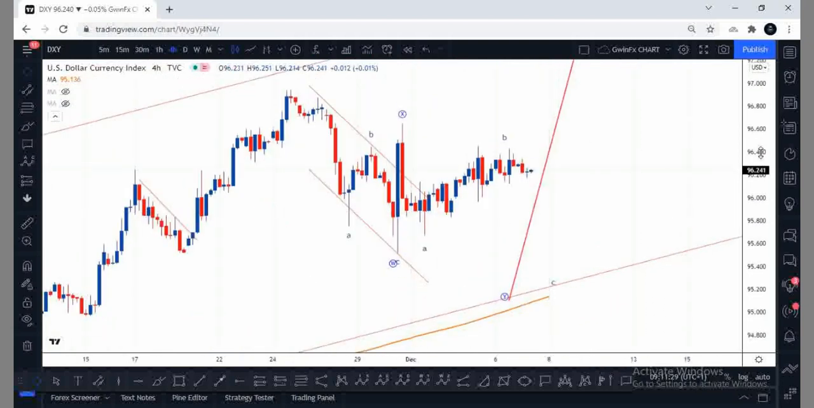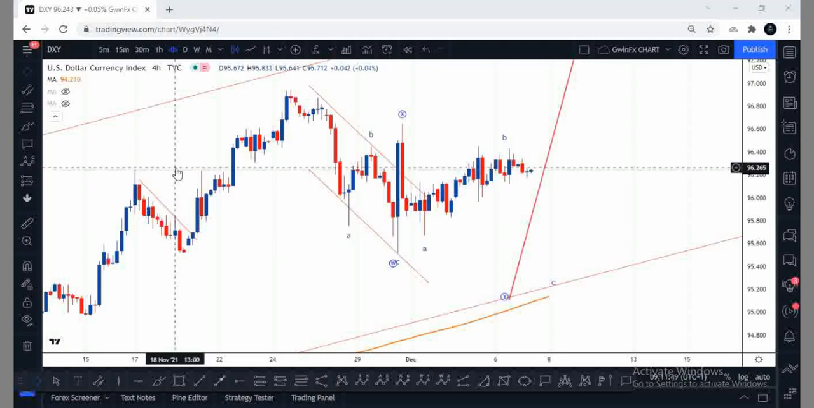So what I was looking at initially for this one, I was looking at the possibility that we could have some sort of setup here, because this move right here looks pretty corrective. It looks really corrective, and apart from that, I could also see a major drop down here.